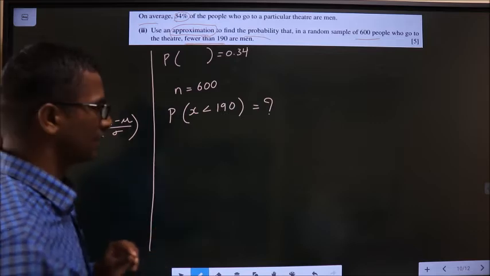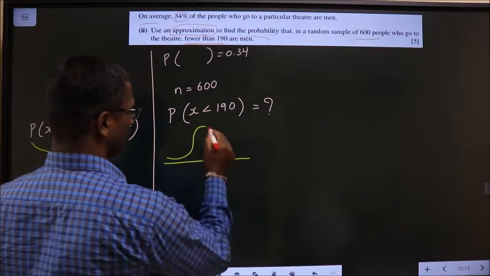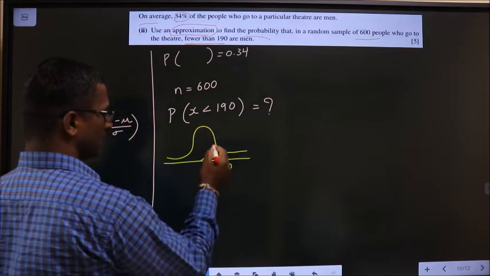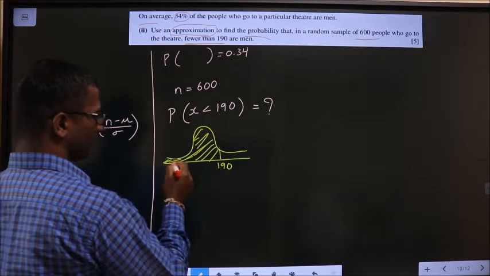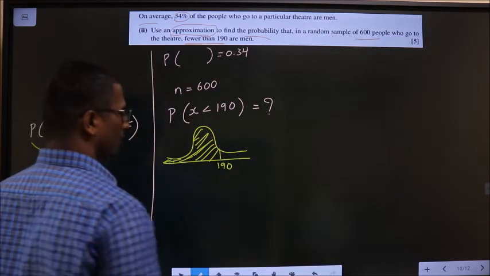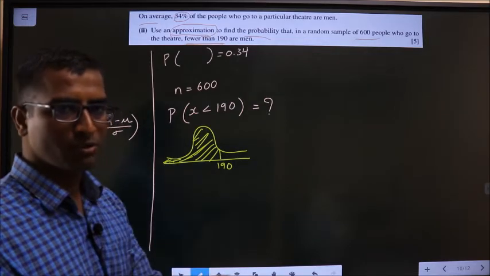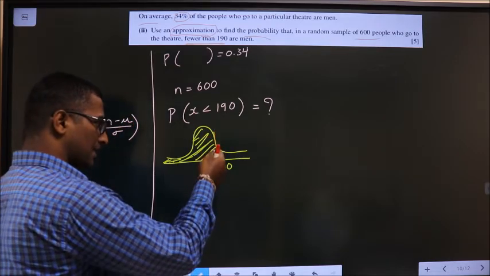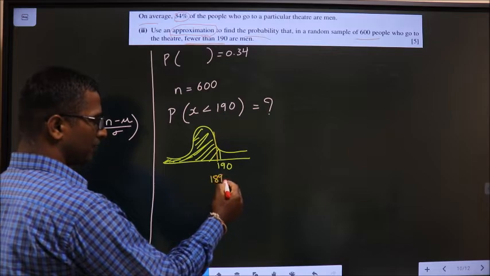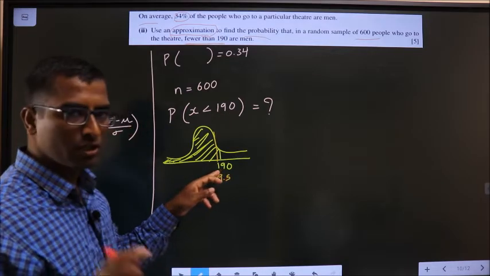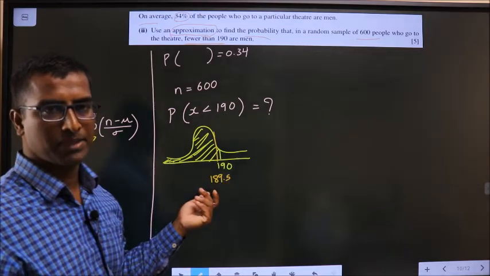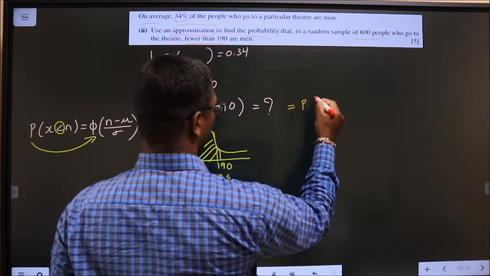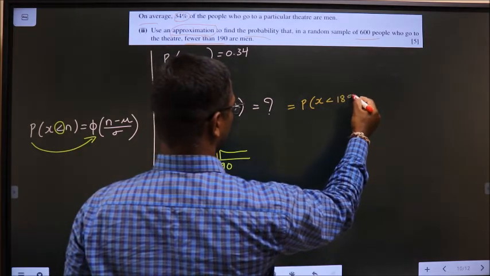What do I mean is, see, if I say this is the normal distribution curve and 190 is here, less than 190 means this area is what you need to find out. Now, normal is not given, you are using normal, so you should do 0.5 correction. Shift this bar to the left side till 189.5, since 190 should not be included. So this is what I mean by 0.5 correction. So this will now change to P of X less than 189.5.